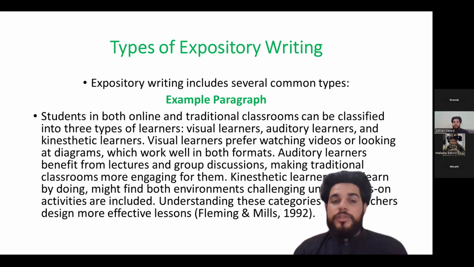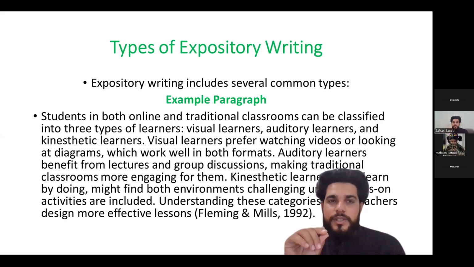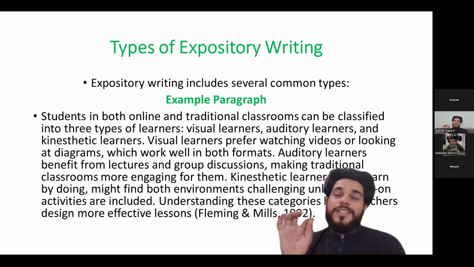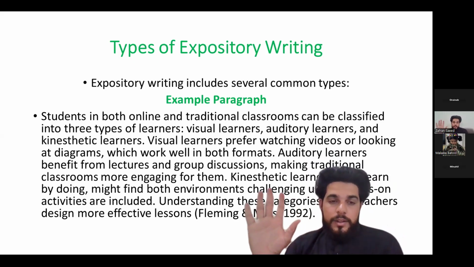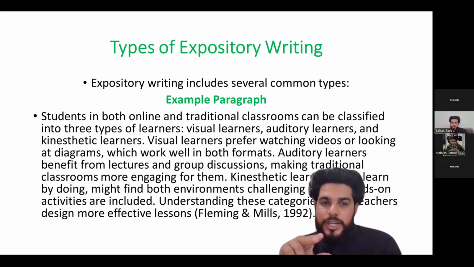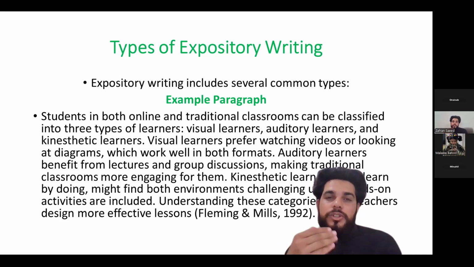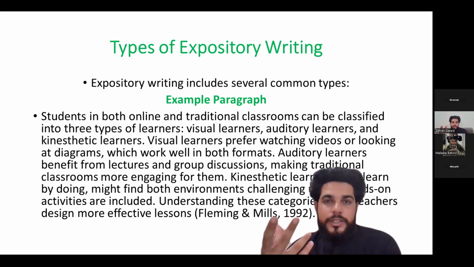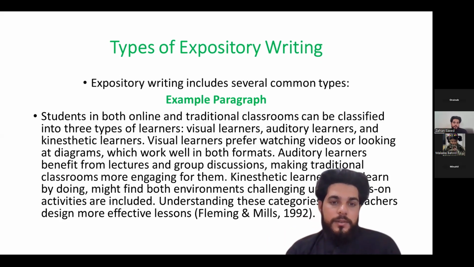Students in both online and traditional classrooms can be classified into three types of learners. Means this is the very first sentence, and in it the topic is very much clear: students in both online and traditional classrooms can be classified into three types of learners. This is a type of writing in which classifications are there. Classifications of what? Learners. So visual learners, auditory learners, and kinesthetic learners.